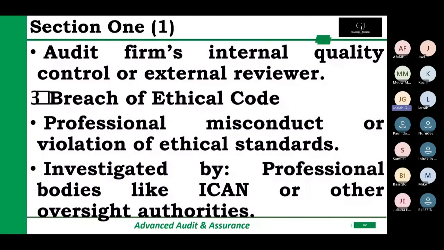That is why ISQM 2 has come up with an external quality reviewer in the same firm, who helps to check the opinion, the findings, and whatever output the engagement team or engagement partner is coming up with, to avoid failed audits, so he can give an independent opinion. All right. The third circumstance that could warrant investigation is breach of ethical code, where professional misconduct or violation of ethical standards by accountants has come up.